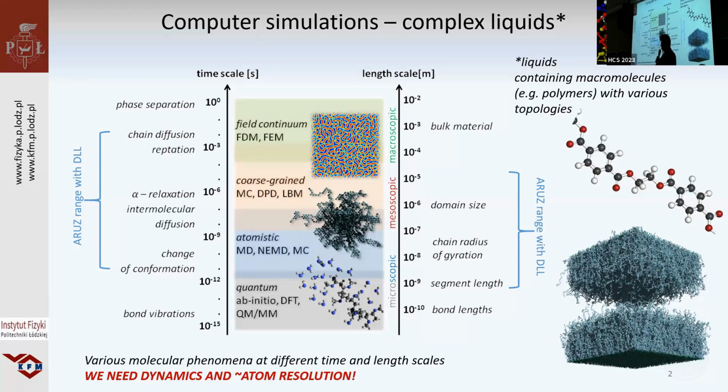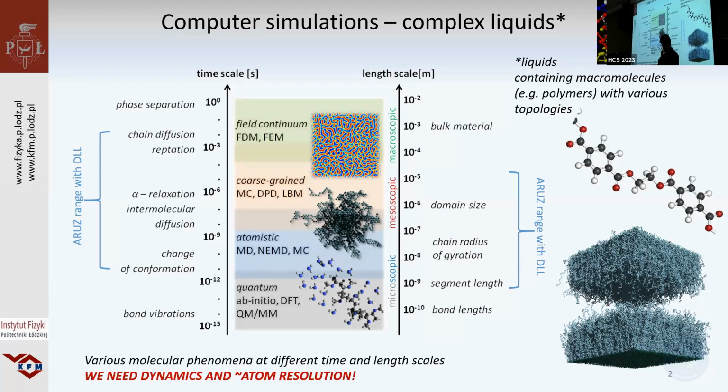The problem with simulation of this type of system is that they involve a very large variety of space and time scales, depending on the phenomenon we want to study. Such a simulation is demanding in terms of hardware. We need dynamics because we are interested in the dynamics of such systems. We want to have atomic or almost atomic resolution.